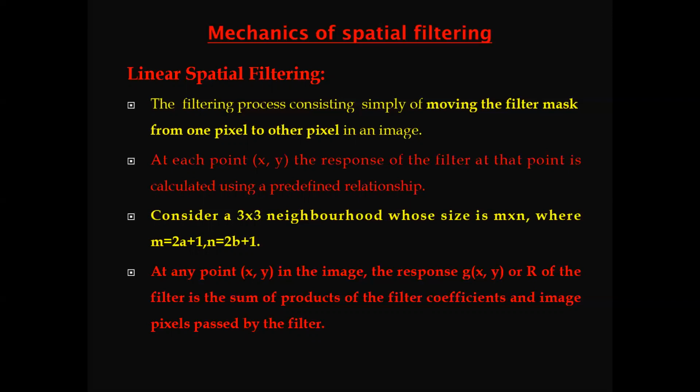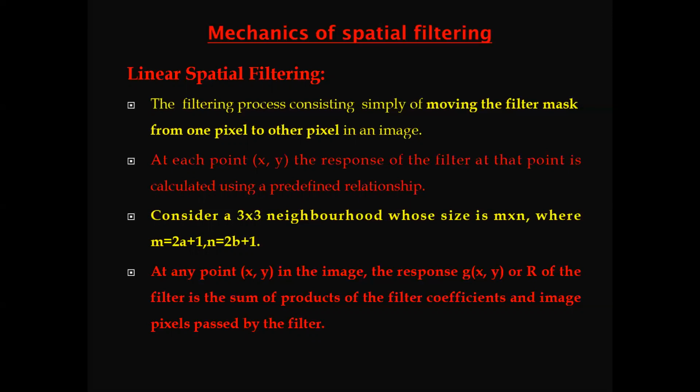In linear spatial filtering, the filtering process consists simply of moving the filter mask from one pixel to another pixel in the image. At each point (x, y), which is the spatial coordinate, the response of the filter at that point is calculated using a predefined relationship. That predefined relationship may be calculating the average, or the maximum value, or the minimum value of the pixels, or addition of the pixels, or subtraction of the pixels, whatever it may be.